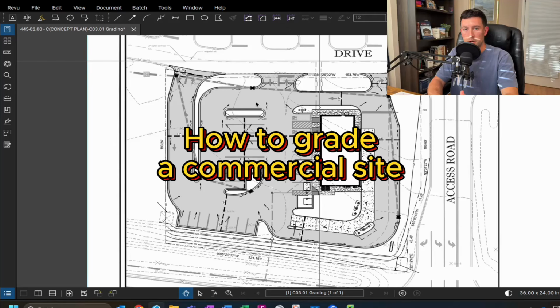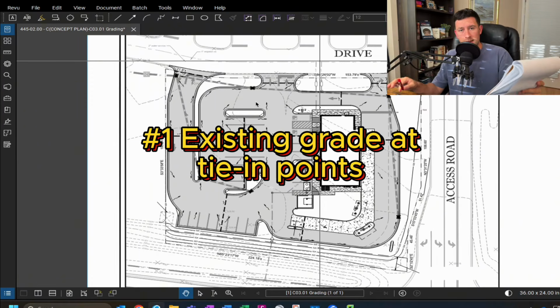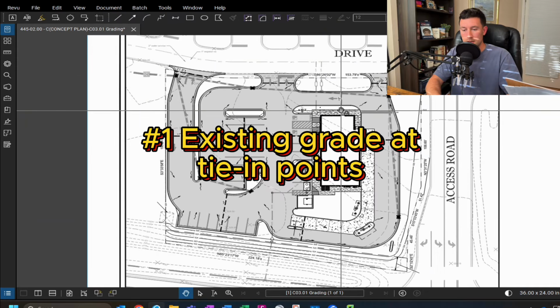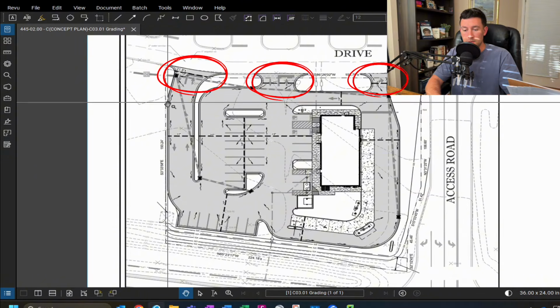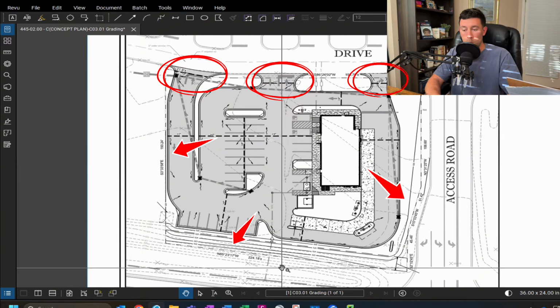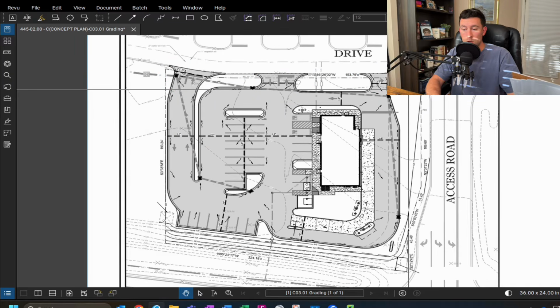This is how I think about grading a commercial site. The very first thing that I think about is the existing grade at the tie-in points. The tie-in points are very critical. So your tie-in points can be your driveway entrances. They can be the very sides of your property because you have to tie back into existing grade. Or maybe there's some sort of structure or some sort of object in the field that you have to avoid. So always understand the grade at your critical tie-in points.